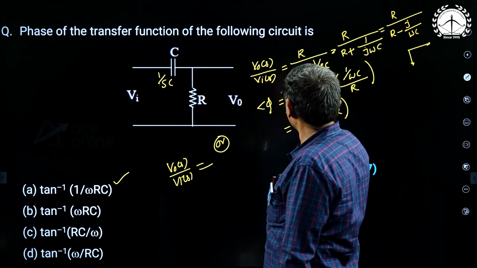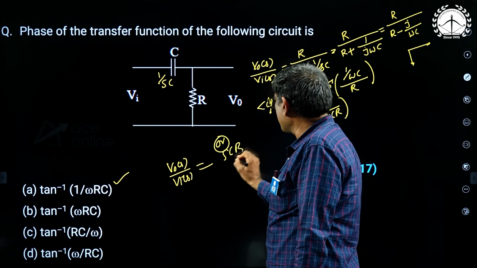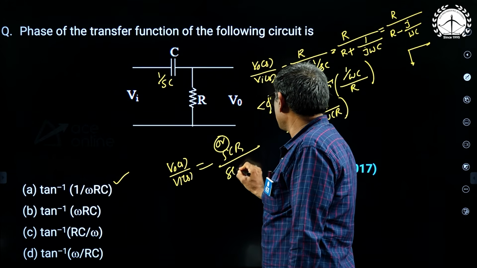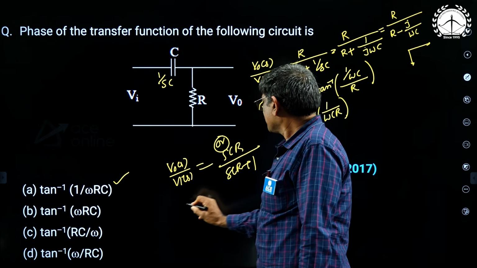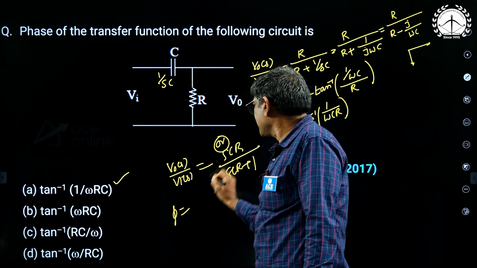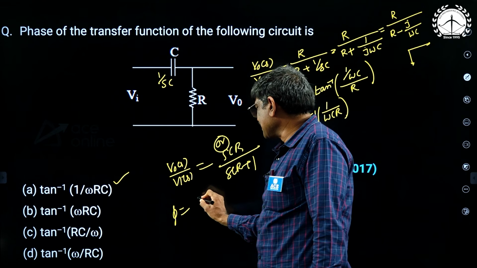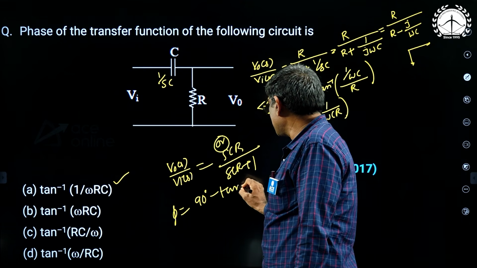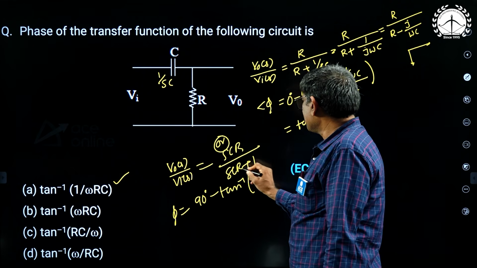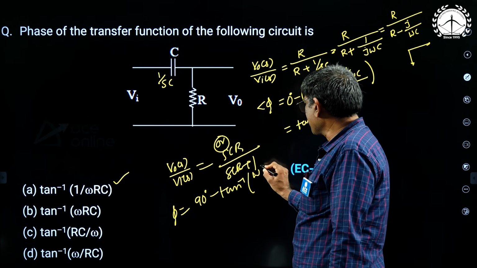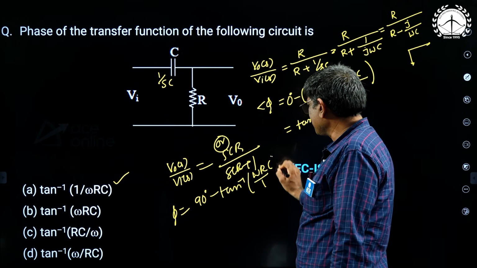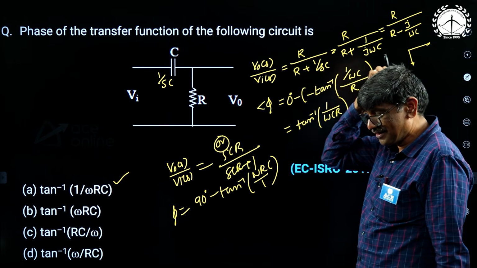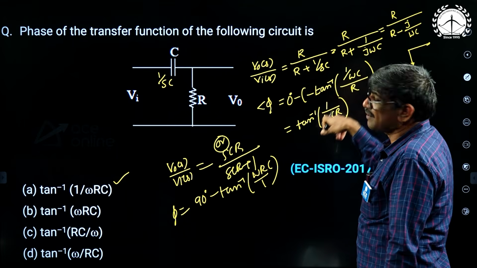You take LCM here. SCR divided by SCR plus 1. So if you write the phase here, numerator is S, that means 90 degrees. So 90 minus tan inverse of the imaginary part, which is omega RC divided by 1. This is also correct, but this option is not there. So that's why you have to go by the other method.